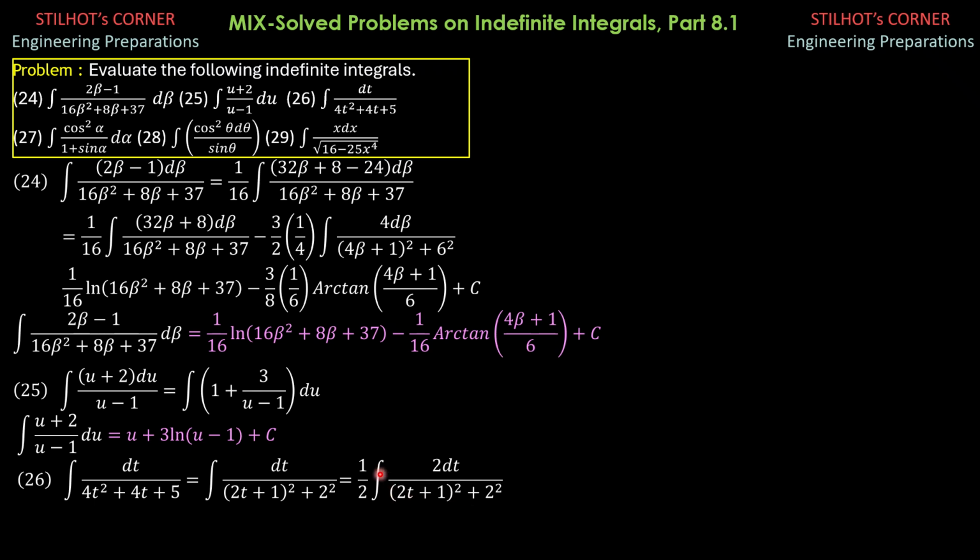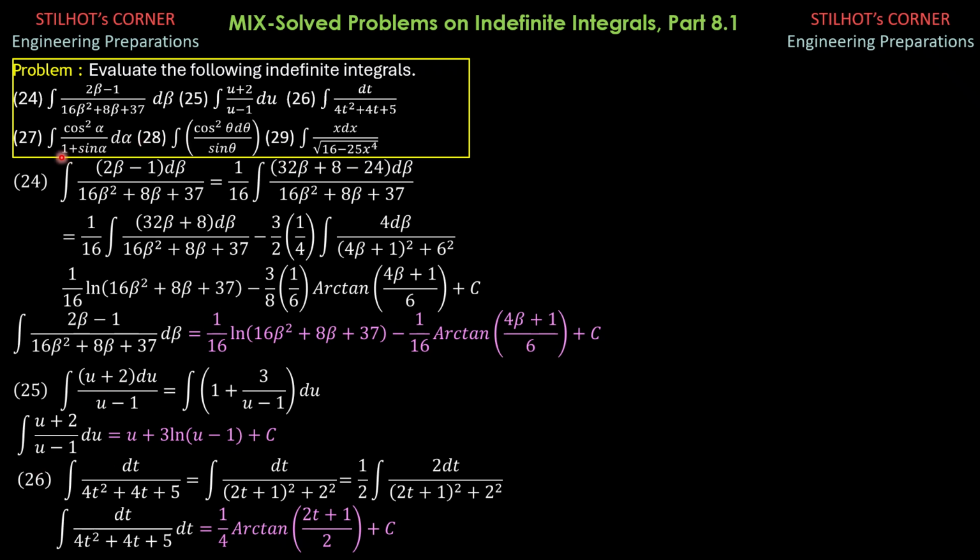This is now in the form 1/2 integral of du over u square plus a square. The integral is 1/2 times 1 over a, which is 1 over 2, times arctan of u over a, where u is 2t plus 1 and a is 2, plus c. So the final answer is 1/4 arctan of (2t plus 1) over 2 plus c. That's the explanation. Let's proceed to the next one.